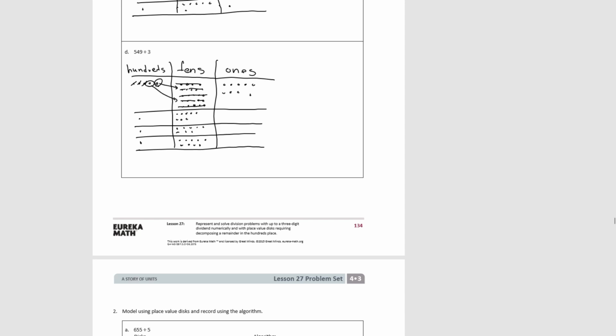And I have 9 ones divided by 3, so I can put 3 ones in each group. So for the quotient, I have 100, I have 8 10s and 3 ones, so my quotient is 183.